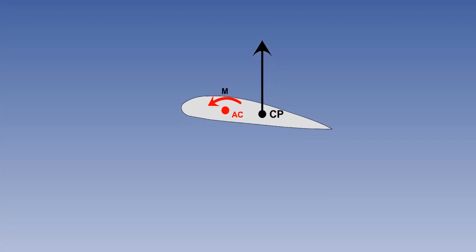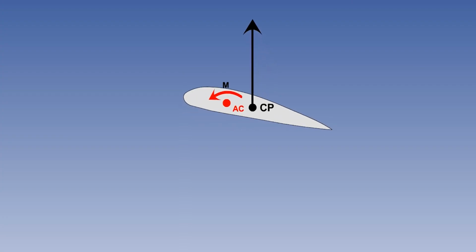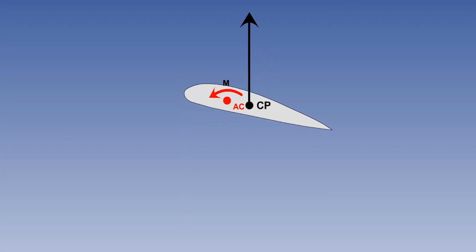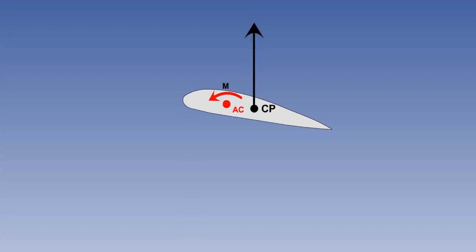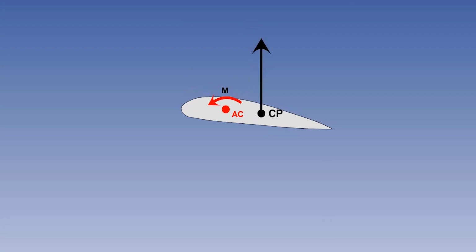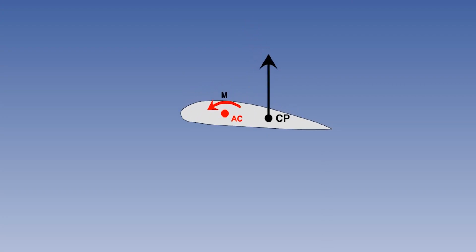Since an increase in alpha will not only increase the lift force, but also shorten the lever arm as the CP moves forward towards the AC, the moment about the AC remains the same at any angle of attack within the normal flight range.